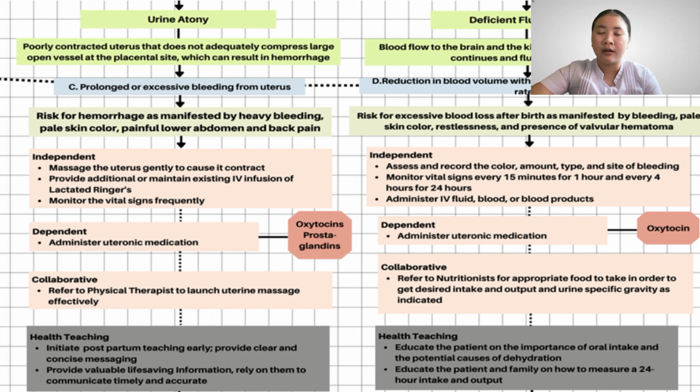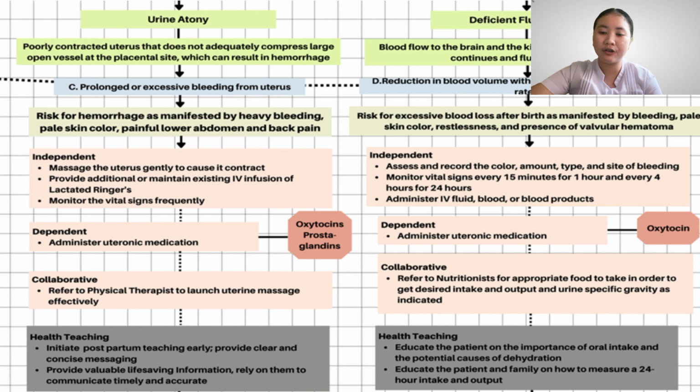Uterine atony refers to a poorly contracted uterus that does not adequately compress large open vessels at the placental site, which can result in hemorrhage. So the symptoms are prolonged or excessive bleeding from the uterus. For the nursing diagnosis, this is risk for hemorrhage as manifested by heavy bleeding, pale skin color, painful lower abdomen, and back pain. For nursing intervention, independent is massage the uterus gently to cause it to contract.